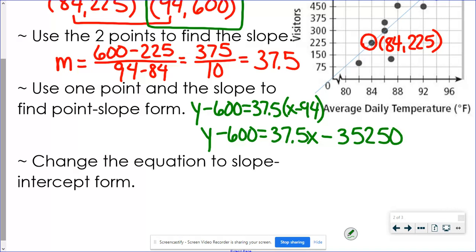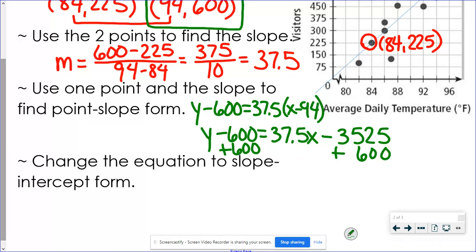Okay, so let me just double check that. 37.5 times 94. Yep, so subtracting 35, oh, nope, I had the decimal in the wrong place to start with. There we go, 35.25. Now, last step, I want the y by itself. I don't want y minus 600. I have to get rid of that subtracting 600, so let's add it.